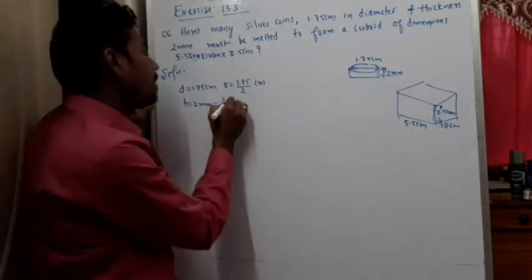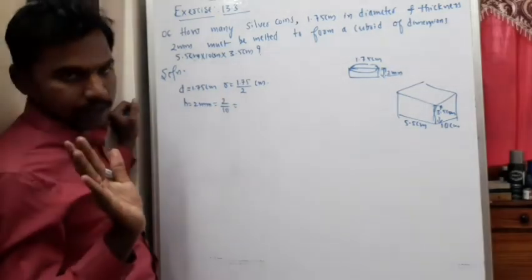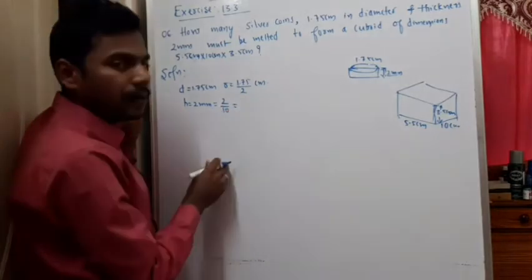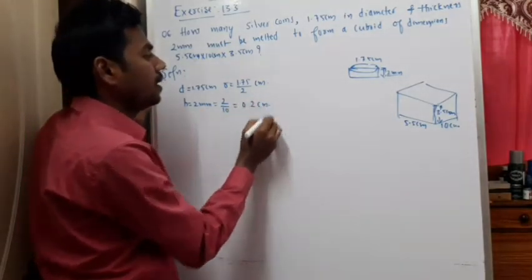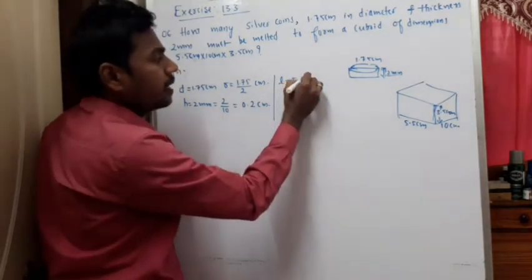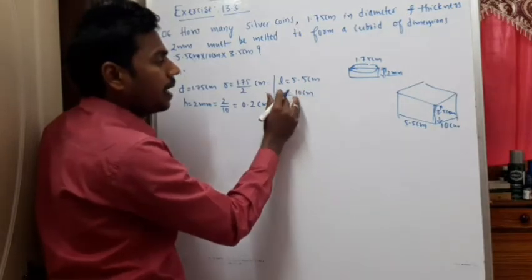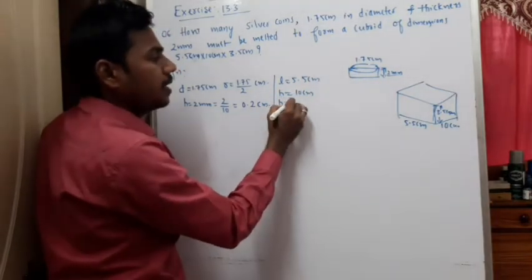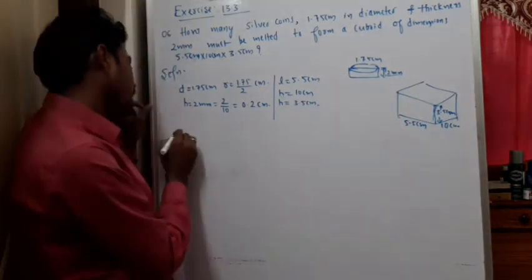So 1 millimeter is equal to 1 by 10 centimeter. That is the reason 2 millimeter is equal to 2 by 10 centimeter, that is 0.2 centimeter. So what is the length? 5.5 centimeter. What is the breadth? The breadth is 10 centimeter. And what is the height? The height is 3.5 centimeter.